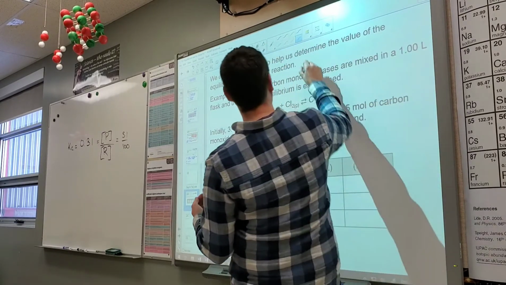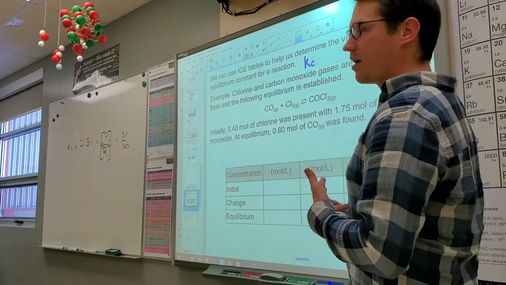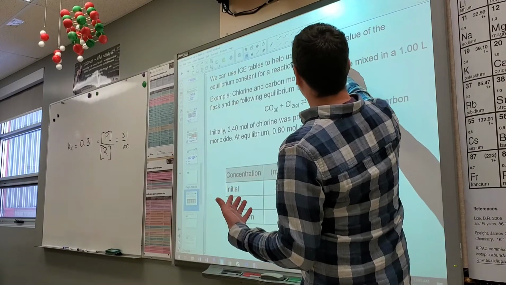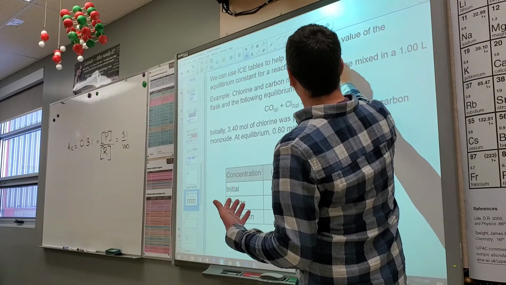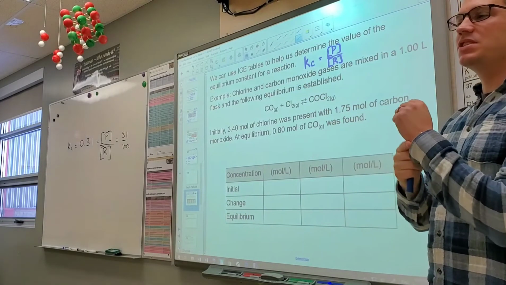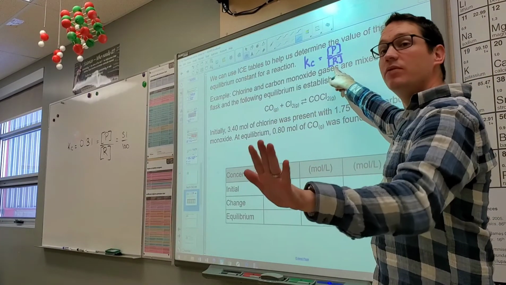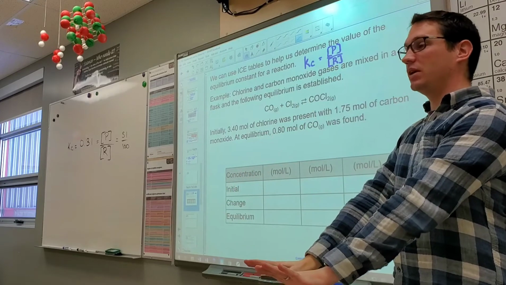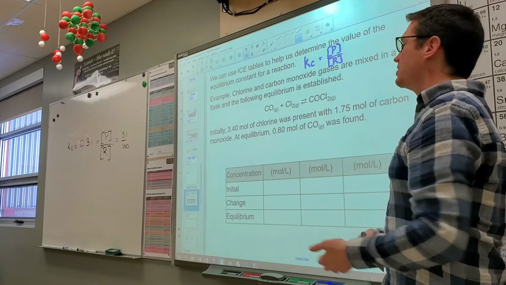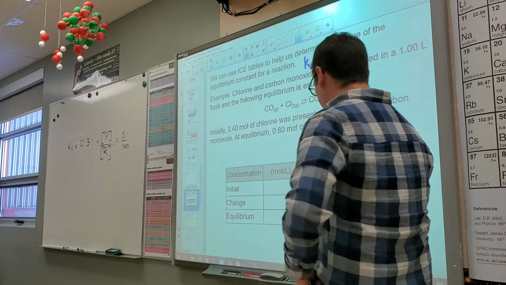Now, in general, again, how many times have I said this? What is Kc equal to? In general, it's the concentration of the products divided by the concentration of the reactants. But at what time, specifically? Equilibrium. Once we've reached equilibrium. We don't care about initial. Initial doesn't matter to us, okay? It can be useful in helping to determine what happens, but we only care about equilibrium concentrations, right?